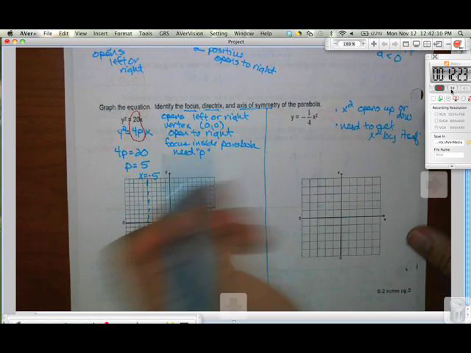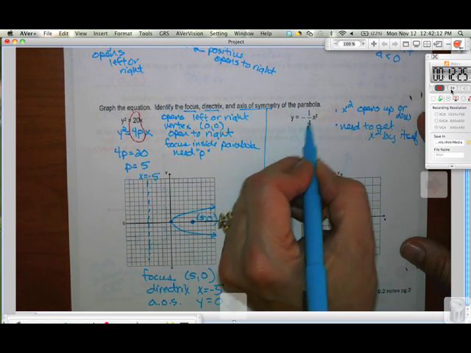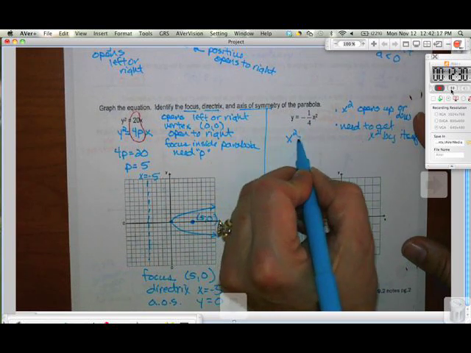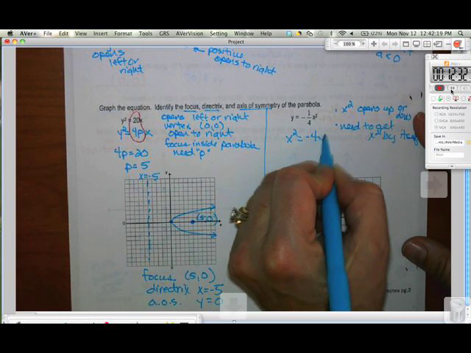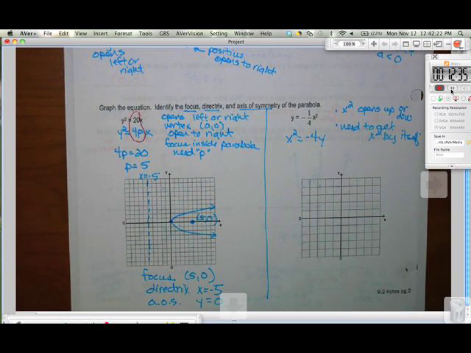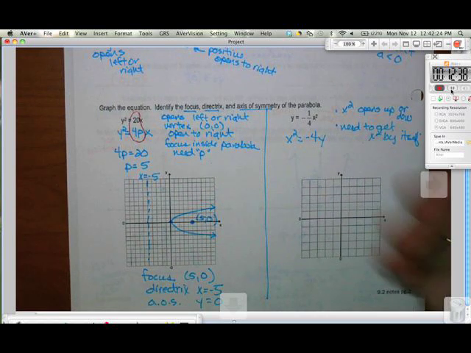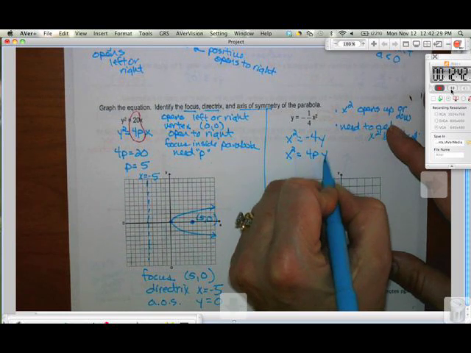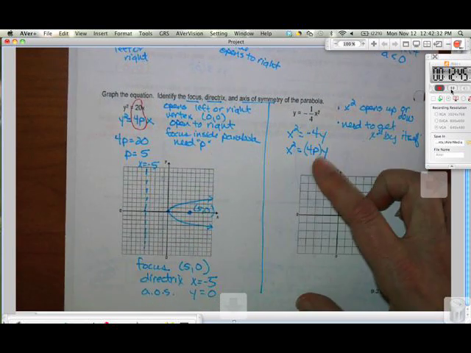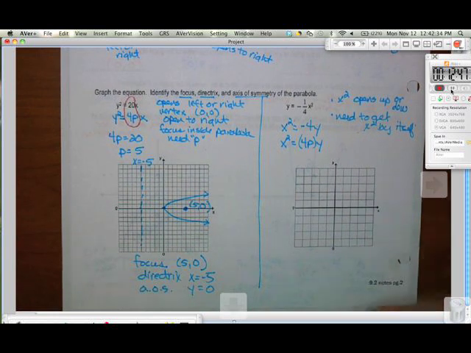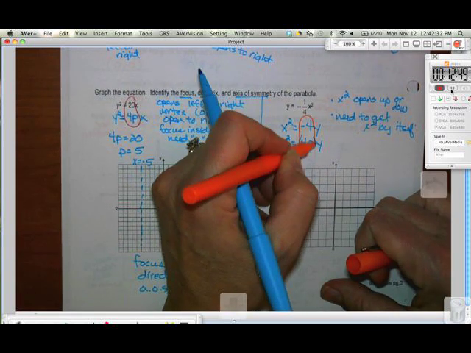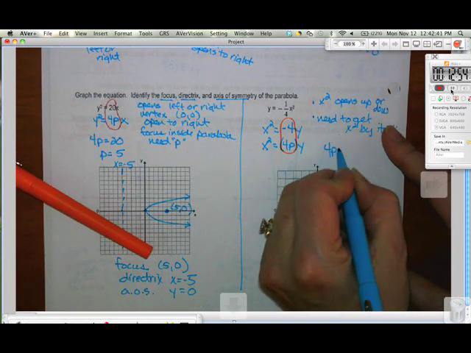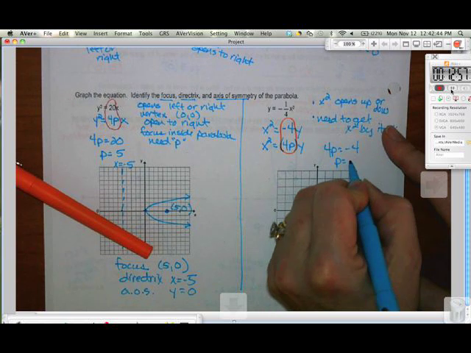So I know that I have to multiply by the reciprocal of this, negative 4. So it's going to be x squared equals negative 4y, and I got x squared by itself. And then all I have to do now is write in the standard form right below here, x squared equals 4py, because I need p. I need to identify what p is. And I can tell here that 4p is equal to negative 4. So I'm going to set that equal to each other, and I find that p is negative 1.